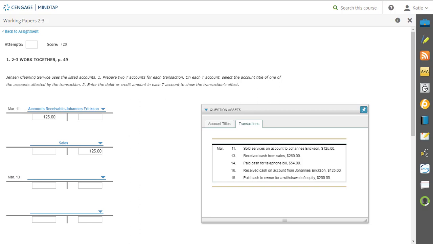Asset, liability, or owner's equity? You are right. We own it and it has value, Isaiah. So it is an asset, and you said it has more. So are we going to debit or credit cash?